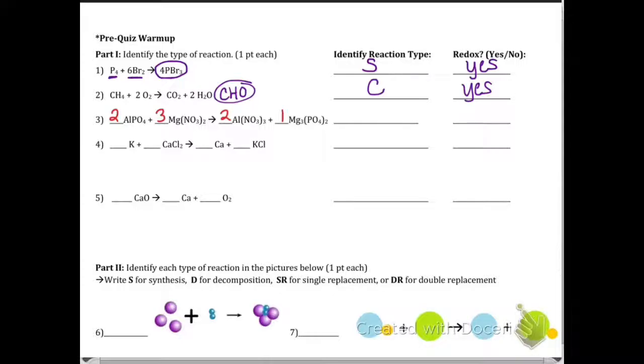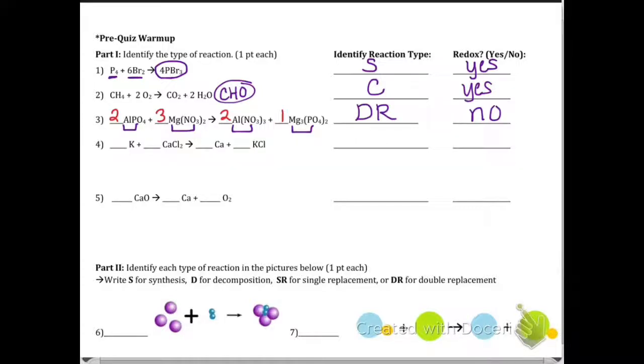So here, this is a pair, and it switched partners. If you have partners that switch, that is double replacement, and that is not a redox because electrons do not get transferred.